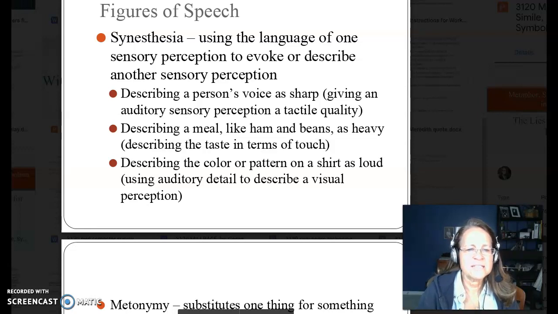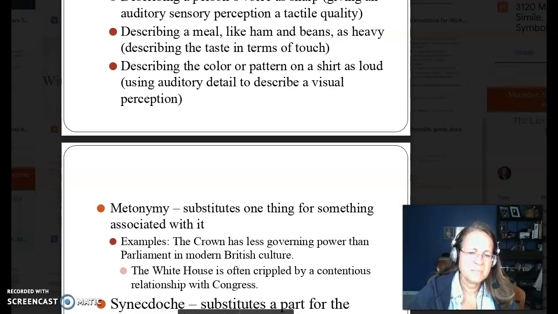So one figure of speech is synesthesia. This is a technique where you use the language of one sensory perception to evoke or describe a different sensory perception. So describing a person's voice as sharp, it's synesthesia because we give the voice something that is auditory, a tactile quality. Or describing a meal like ham and beans as heavy, again, we're giving something that we would experience through our sense of taste or smell the tactile sensory quality of weight. Describing a color or pattern on a shirt as loud. Again, we're assigning auditory qualities to something that is actually a visual perception.